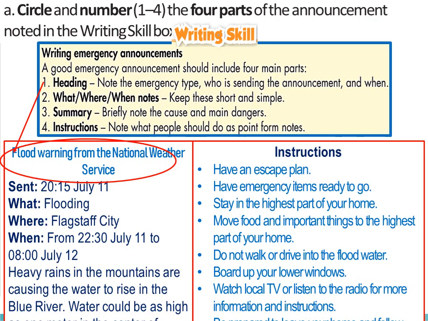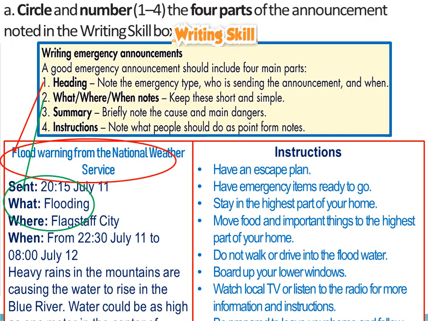And how about number 2? What, where, when. You keep this short and simple. Here, for example, what? Flooding. Where? Flagstaff City. And when? From 22:30, July the 11th, to 8:00, July the 12th.